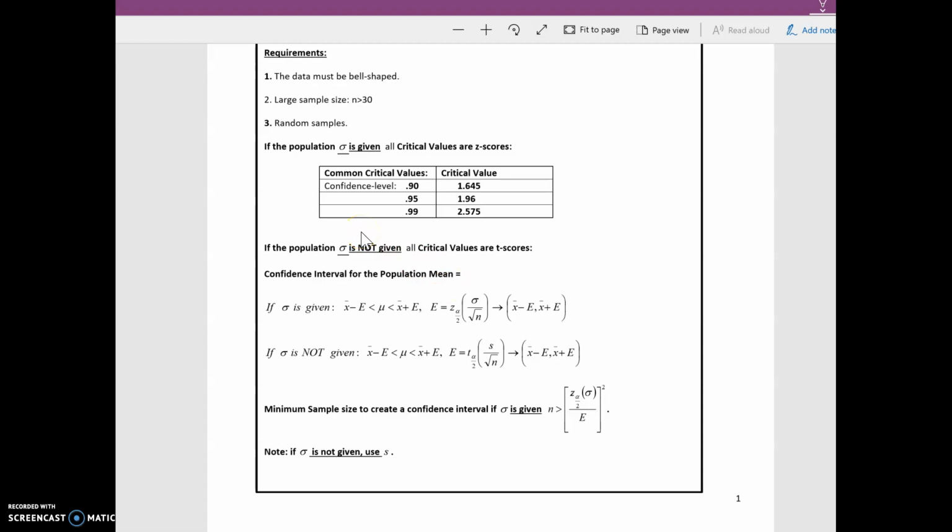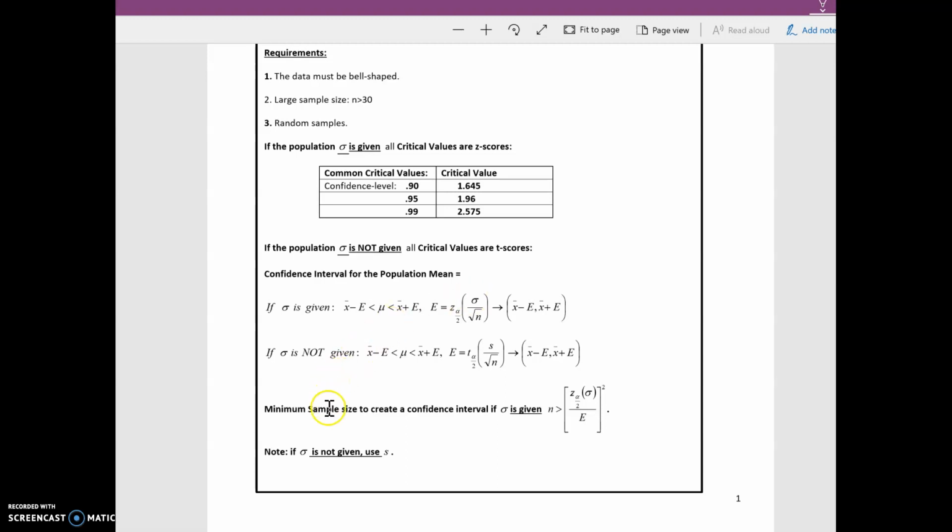If you're estimating the mean and sigma is not given, then all your values are going to be t-values. Now, the main formula is going to be as follows. If the standard deviation of the population is given, then this is the formula that we're going to be using to estimate the parameter of the mean. If it's not given, then there's a minor adjustment. You don't have the value of sigma, but you have the standard deviation of the sample. And then you don't have a critical value z, you're going to have a critical value t. And in any case, you're ending up with one of these two intervals. And the idea is that with any of those two intervals, you technically have an estimate with a little bit of error for the actual sample mean.